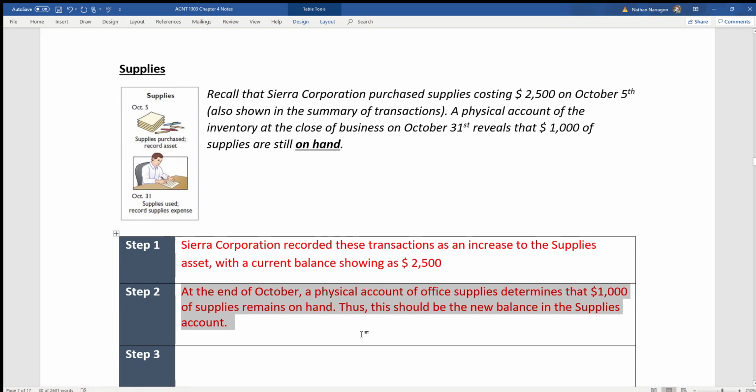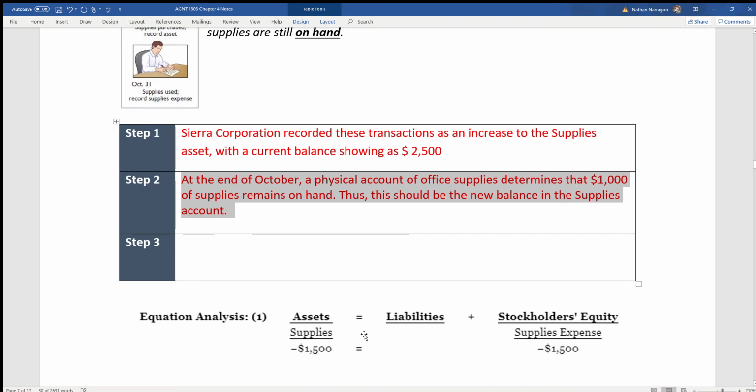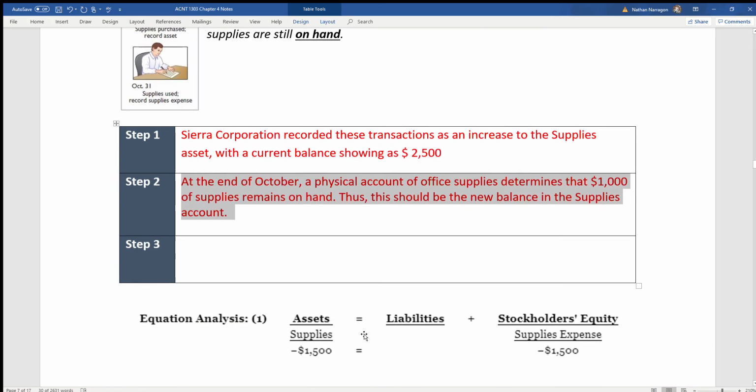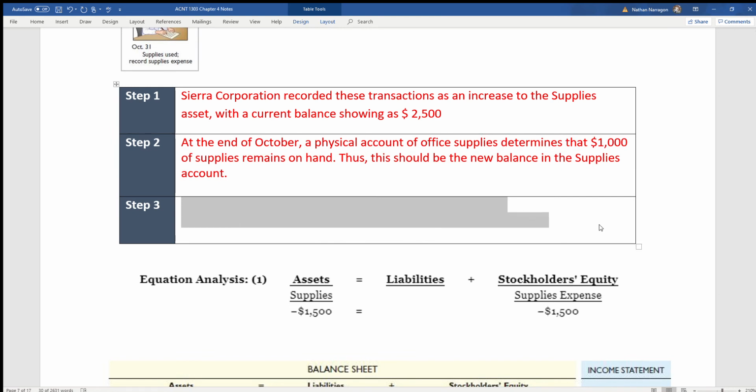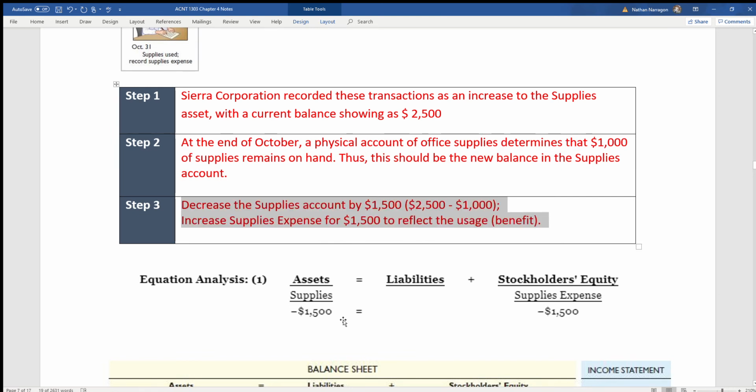So the last step is, how do we get there? Even though I'm showing you right here, really the net change is taking the $2,500 originally in the account and subtracting our physical count. This shows that there was a $1,500 change, basically a decrease, to get to $1,000 in the balance.